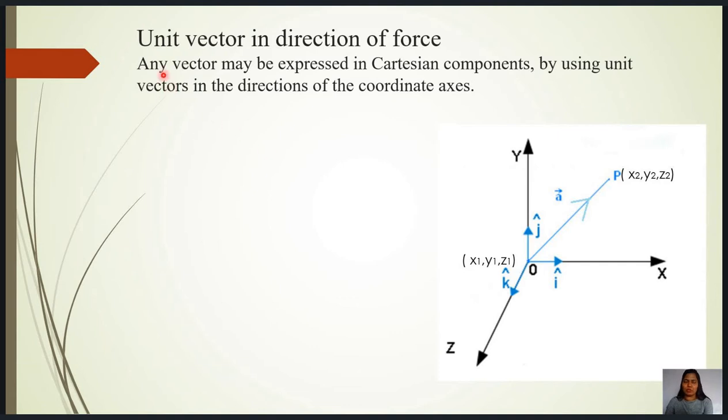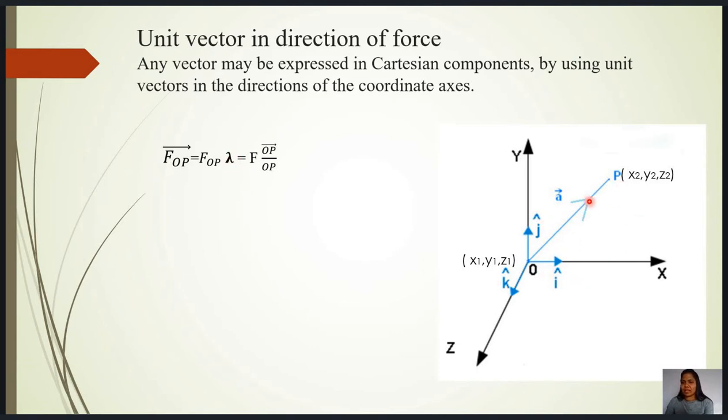Before going to space forces, you must know the concept of unit vector in the direction of force. Any vector may be expressed in Cartesian components by using unit vectors in the direction of the coordinate axes. So i, j, k are the unit vectors in the direction of x, y, and z. Vector OP is directed from O to P. The coordinates of O are x1, y1, z1, and the coordinates of P are x2, y2, z2. Then the vector F_OP is equal to the magnitude of F_OP multiplied by lambda, where lambda is the unit vector in the direction of O to P.